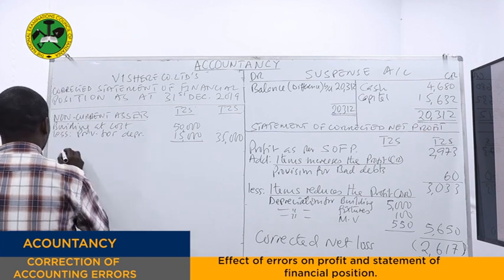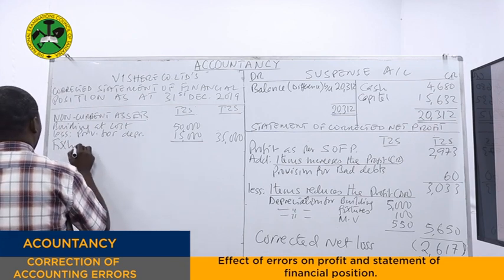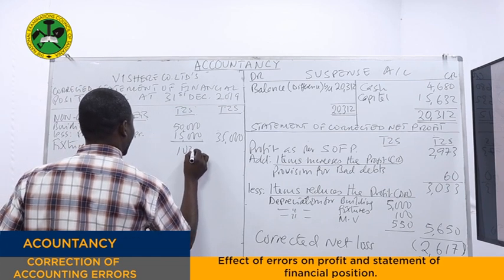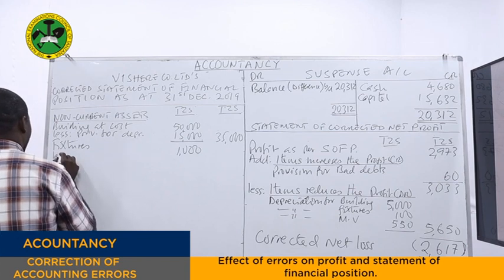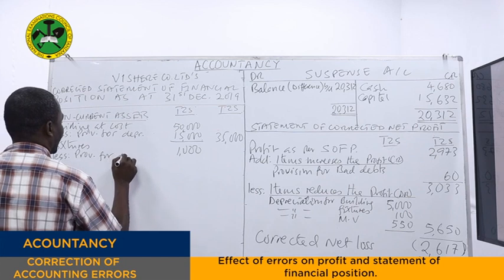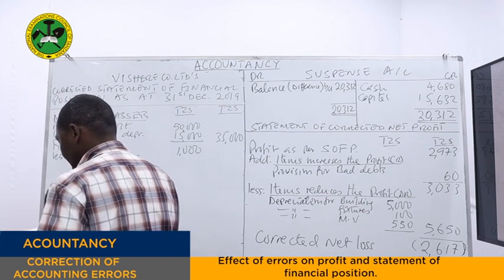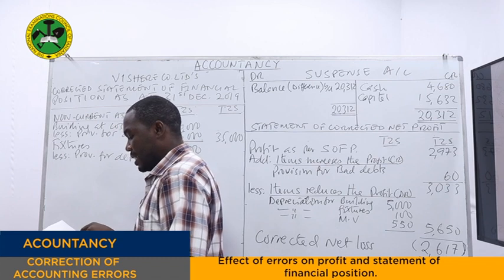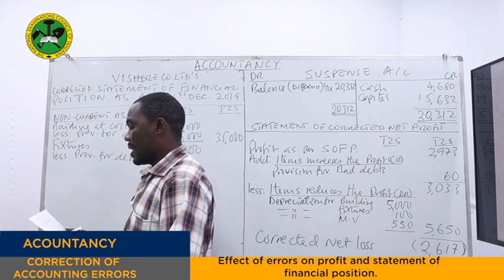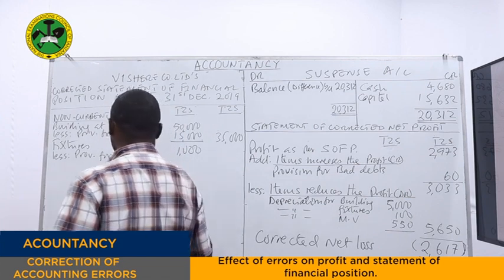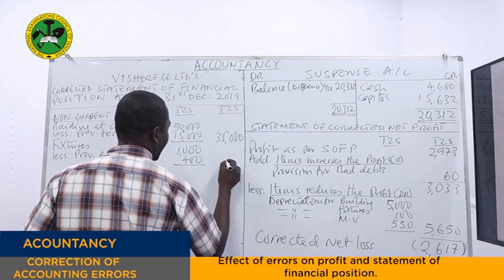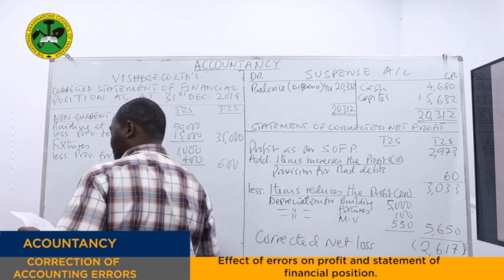It was fixtures. Fixtures at cost was 1,000. Less provision for depreciation. So the accumulated depreciation for fixtures was 300 plus that in the provision 100, we get 400. If you deduct, you get 600.